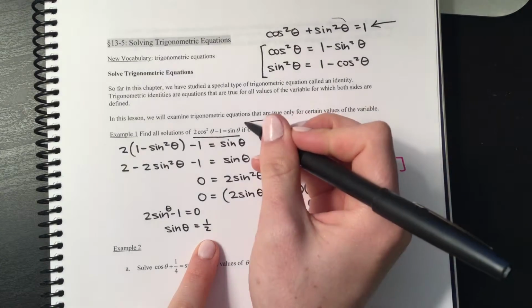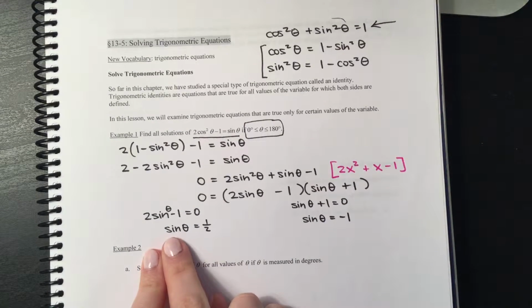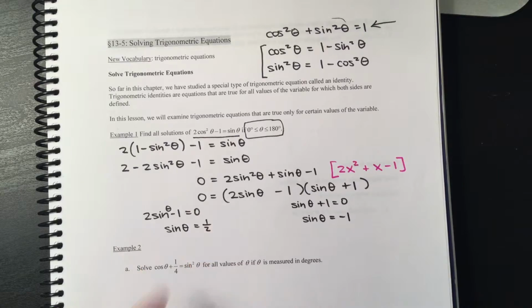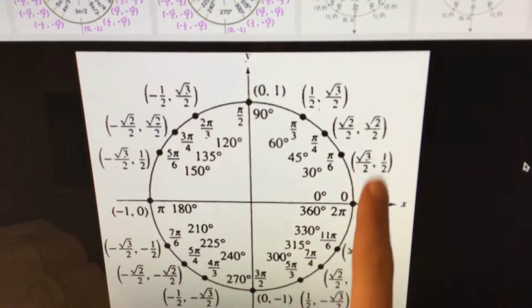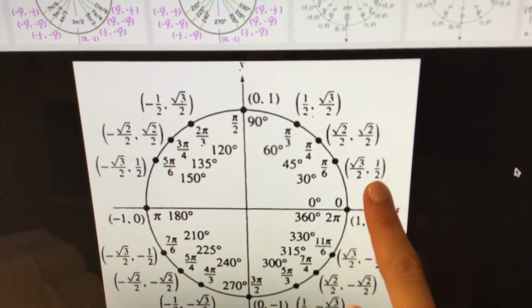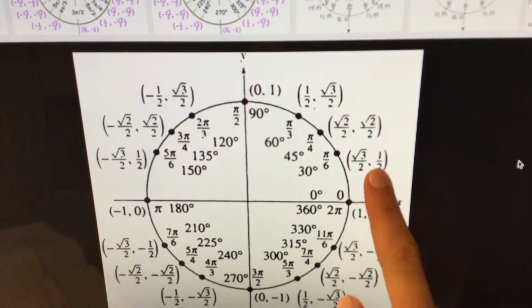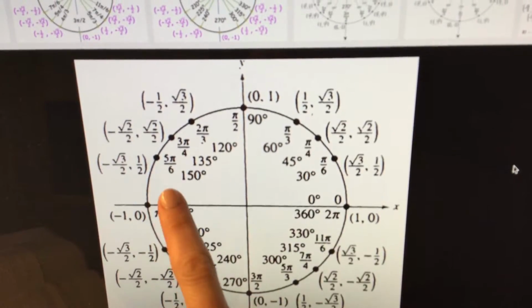Now look at our restricted domain here. We have to make sure that the only answers we're giving are answers that fall within that interval right here. So let's start with angles that have a sine of 1/2. Let's look at the unit circle that I have on here for you. Only in this top part right here, because we only said between 0 and 180. Here's a sine of 1/2, because remember you're looking at the y value, and here's a sine of 1/2. So we would give 30 degrees, we would also give 150 degrees. That's the first part of our answer.